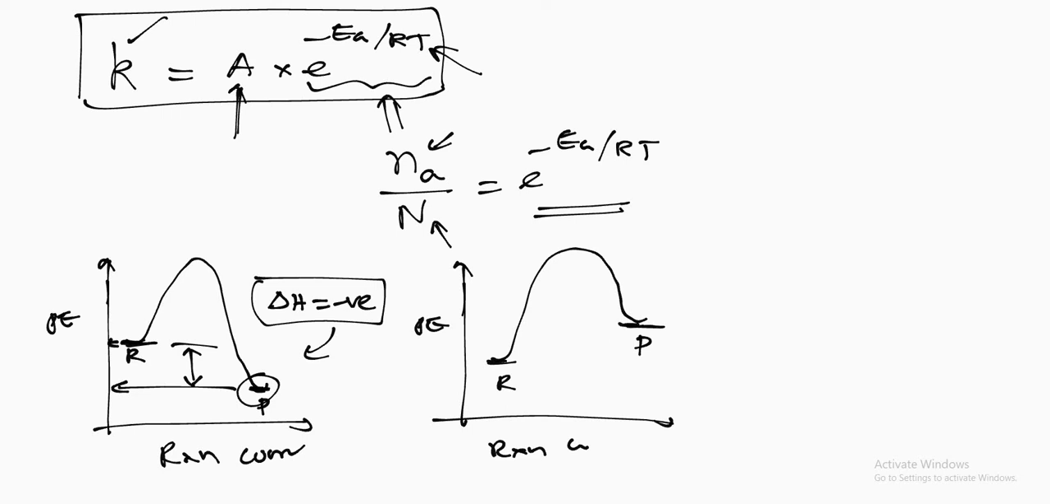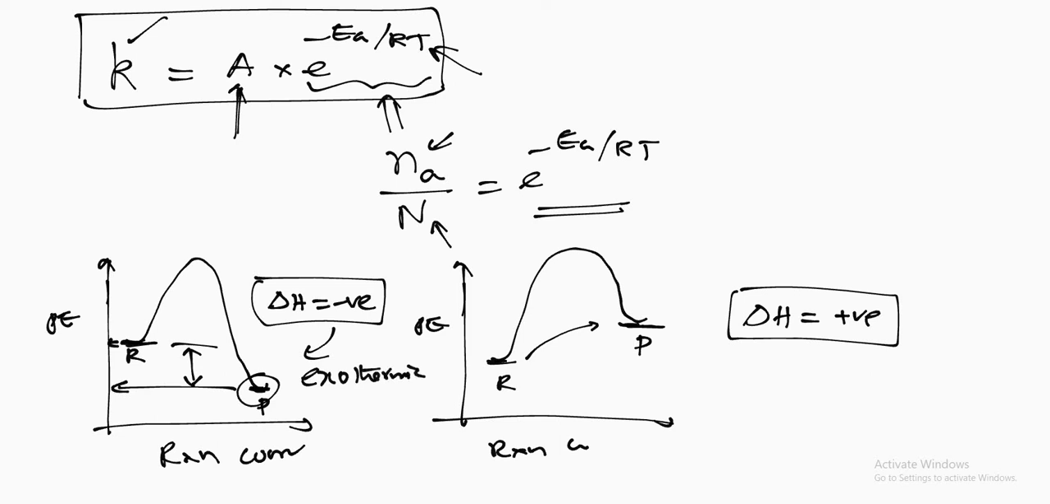If the product has higher energy compared to the reactant, then to form product the reactant requires energy. Therefore, energy is absorbed, and these reactions are called endothermic reactions. For an exothermic reaction, delta H is negative, and for an endothermic reaction, delta H is positive. So by just seeing the potential energy diagram, you can easily identify whether it is an exothermic or an endothermic reaction. Is this clear, students? Any doubt? Yes, sir. Right.